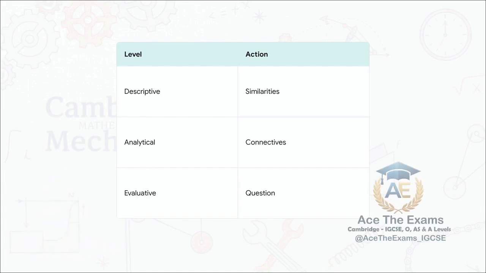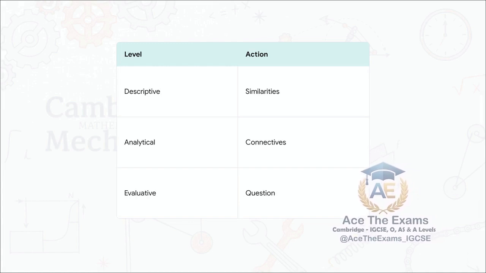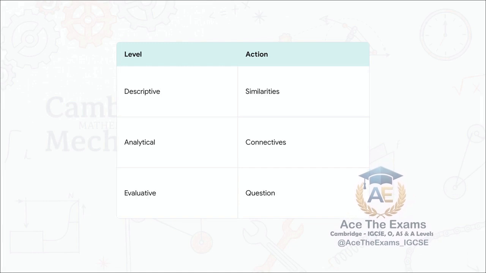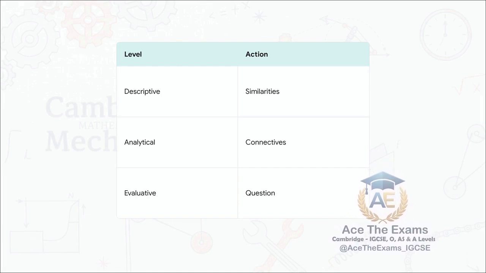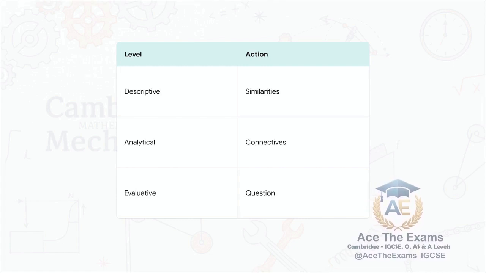But at the evaluative level, the higher order logic tier, you are actively questioning the mathematical assumptions of the model. You look at a problem and ask, wait, is this particle actually acting as a point mass? Does air resistance factor into this specific model? Is this string actually light and inextensible?